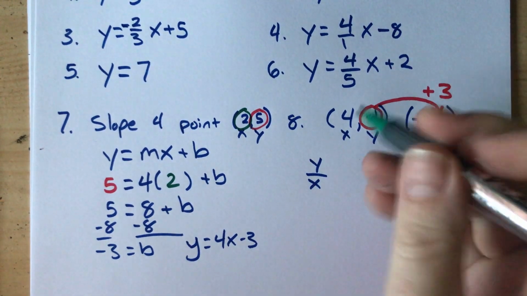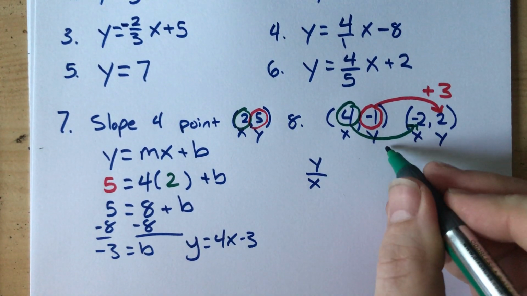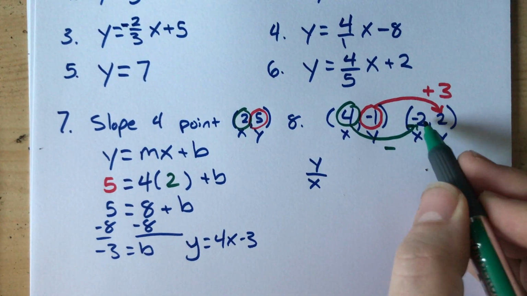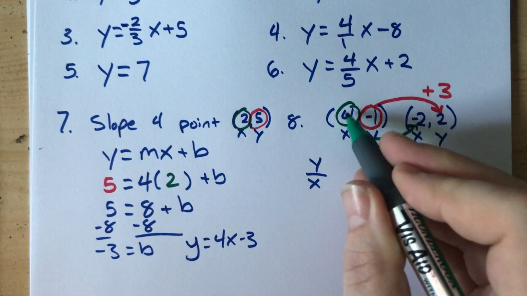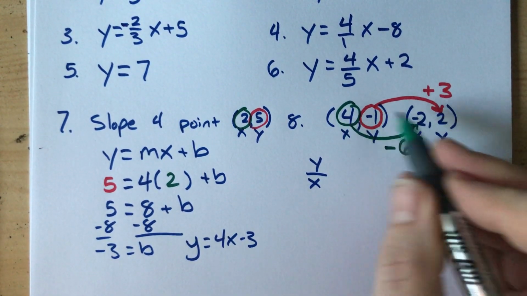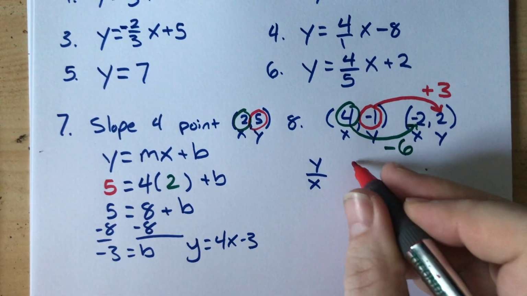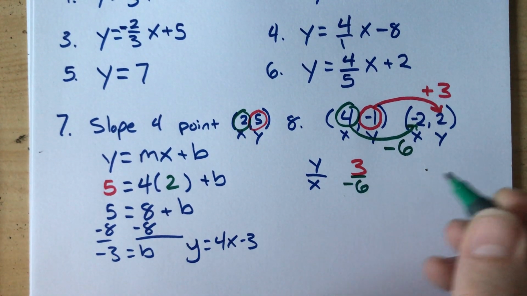For the x, I'm at 4 on the number line. I'm going back to negative 2, so it's a decrease, a negative. I'm going from 4 back to 0, and then 2 more to negative 2, so it's negative 6. Remember, if they cross from one sign to the other, you just add them up. So it's 3, positive, right? And then negative 6 is the denominator.